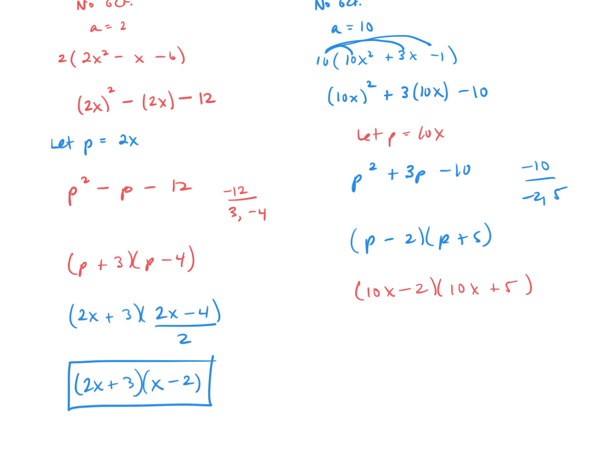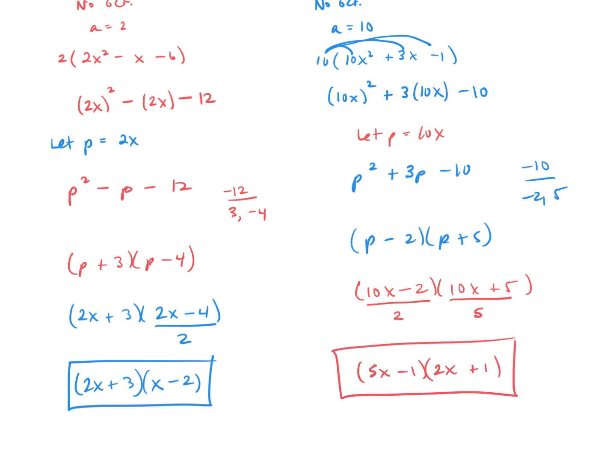So what we're going to do is divide this binomial by 2, because I know that I can divide by 2 for both of those terms. And we're going to divide this binomial by 5. If I divide by a 2 and divide by a 5, that's essentially like dividing by 10. So there we're catching our dividing by 10. All right, so 10x divided by 2 is 5x. Negative 2 divided by 2 is a negative 1. 10x divided by 5 is 2x, and 5 divided by 5 is a positive 1. And there's our factored form.